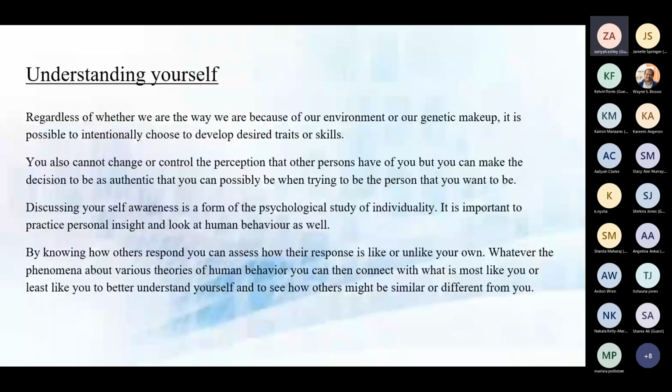Well, regardless of whether we could attribute the way that we are to nature or nurture, or a combination of both, I wouldn't say that it doesn't really matter. It matters, but it's possible to develop certain characteristics or traits on your own. And on the topic of leadership, that's very important because there would be certain skills or traits that you would want to try to develop. You also cannot change or control the perception that others have of you, but you can make the decision to be as authentic as you can possibly be when trying to be the person that you want to be.